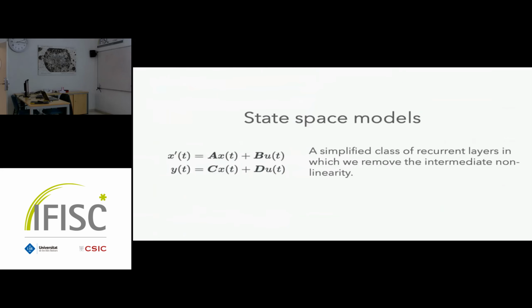And then a kind of very old revolution appeared again, which is the state space models one. So what is a state space model? Probably all of you know. It's a simplified class of recurrent layers where you remove the intermediate nonlinearity. So you have a linear recurrent layer, in a sense.